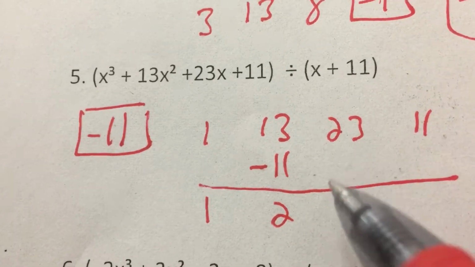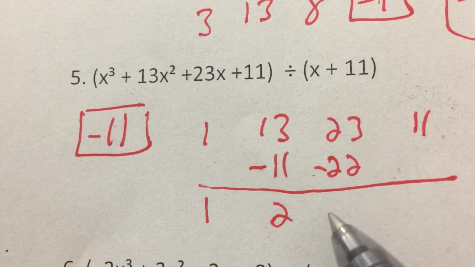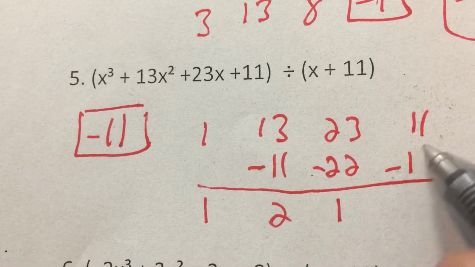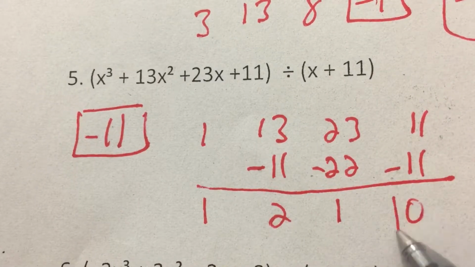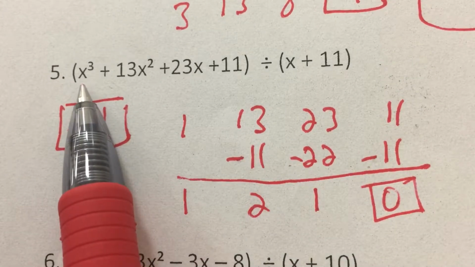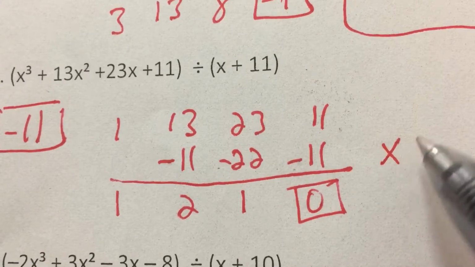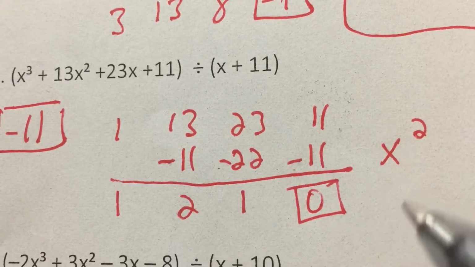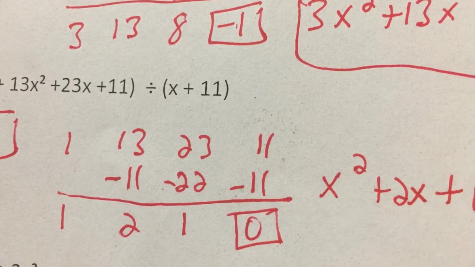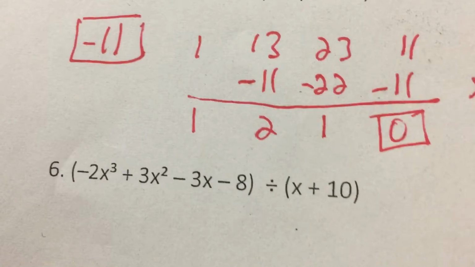Negative 11 times 2 is negative 22. 23 minus 22 is 1. Negative 11 times 1 is negative 11, so this one has no remainder. Divides evenly. Because we started with x to the third, I'm going to start this one with x squared: 1x squared, or you can just call that x squared, plus 2x plus 1. Like so.